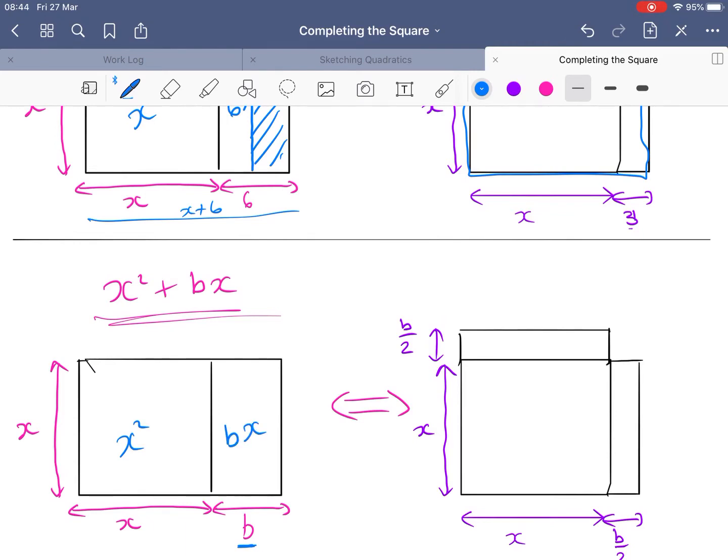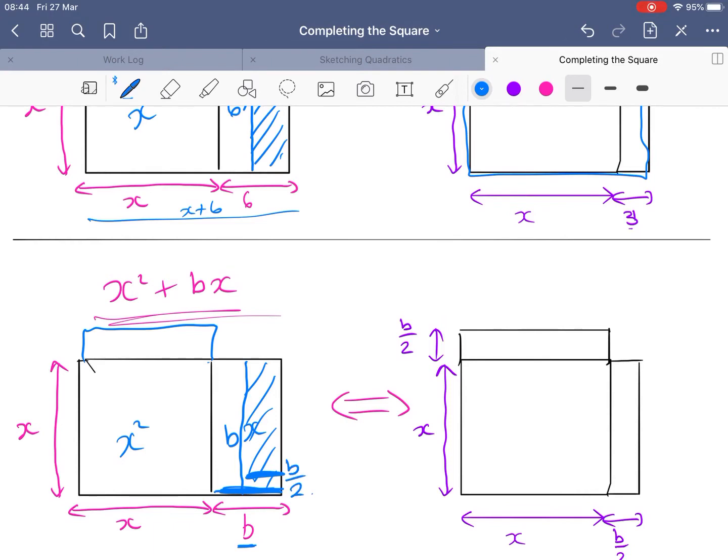And just as I did before, I'm going to cut this in half and I'm going to move it up here. And then I've got the diagram on the right hand side. Now if I cut this in half, if all of this width here is b, then half of this width must be b divided by 2.